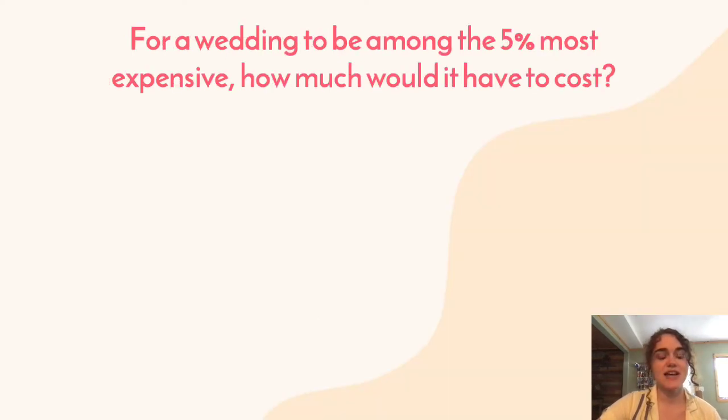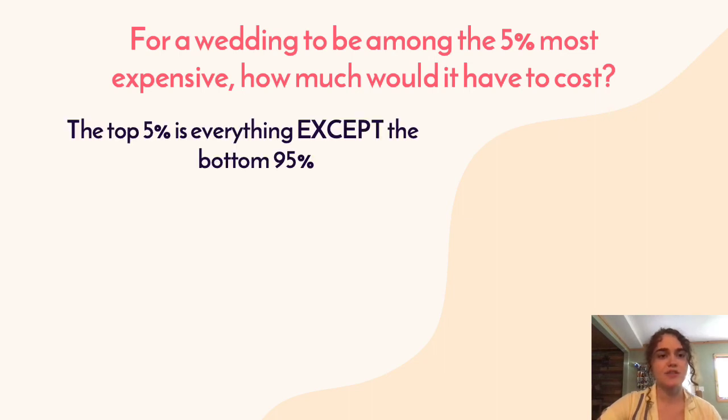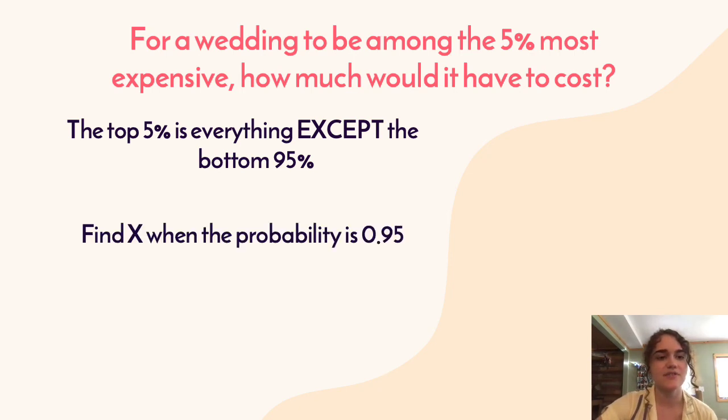Part C asks us, for a wedding to be among the 5% most expensive, how much would it have to cost? So the top 5% is everything except the bottom 95%, which means that we can look at everything to the left of 95%. And to do this, we need to find x when the probability is already known at 0.95.